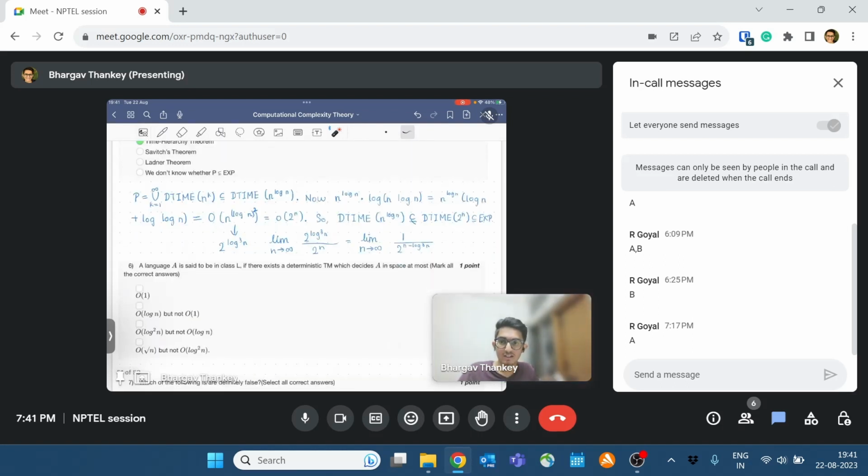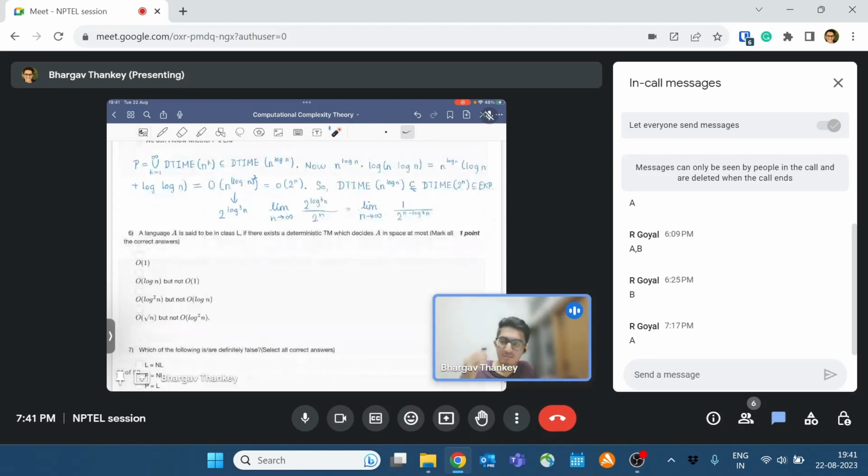Okay. So I think my battery is running low. So let me use one and charge the other.